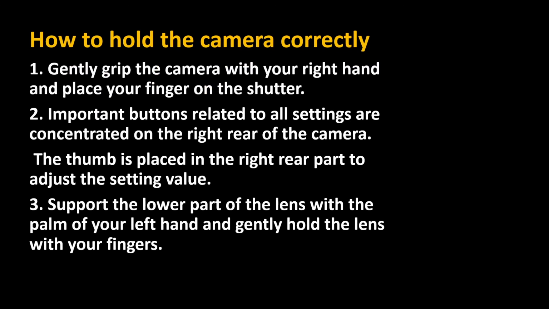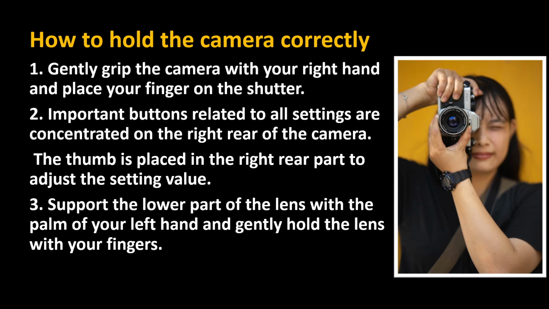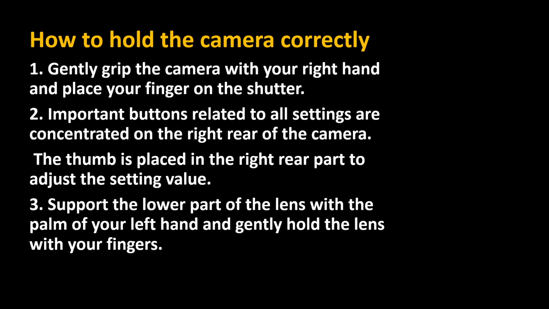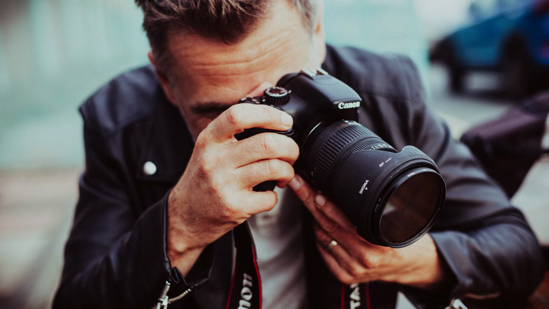How to hold the camera correctly. 1. Gently grip the camera with your right hand and place your finger on the shutter. 2. Important buttons related to all settings are concentrated on the right rear of the camera. The thumb is placed in the right rear part to adjust the setting value. 3. Support the lower part of the lens with the palm of your left hand, and gently hold the lens with your fingers.